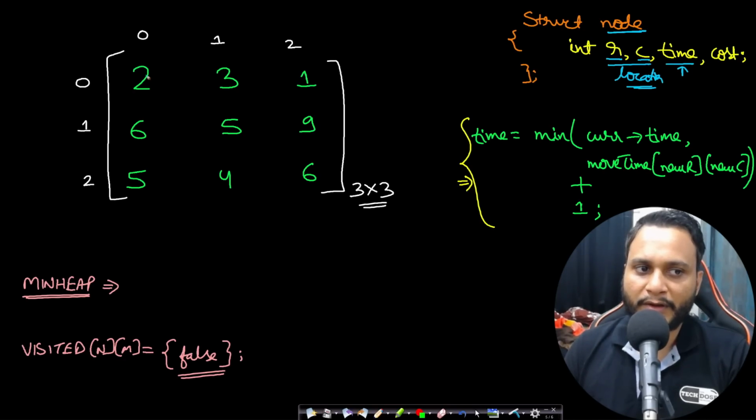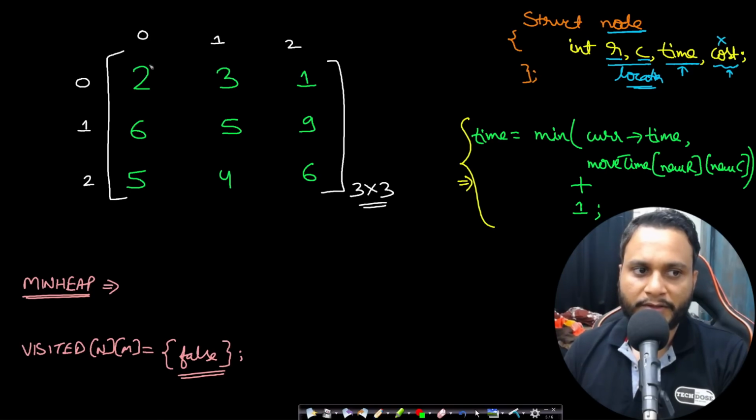That means if I want to find the minimum cost from 0, 0 to 2, 2, then I have to always track what is the minimum time at which I can reach any cell i comma j, right? So that time will be contained in the time. Now this cost is for the second variant of the problem, right? So I will show you where this cost is used, but in this dry run I will not be using it. Now let's start our single source shortest path from this 0, 0.